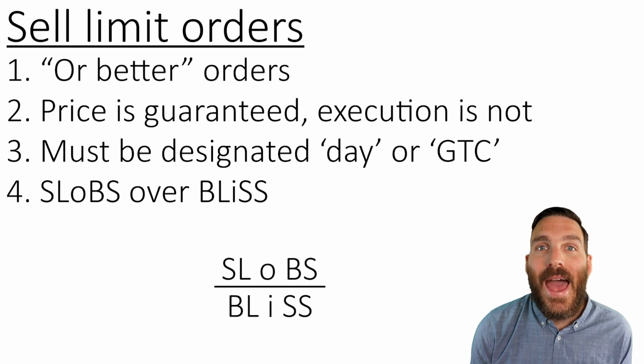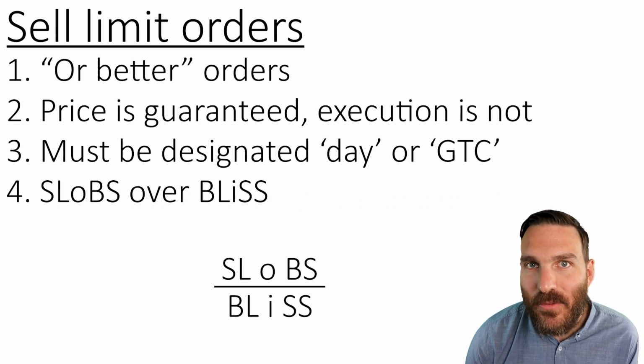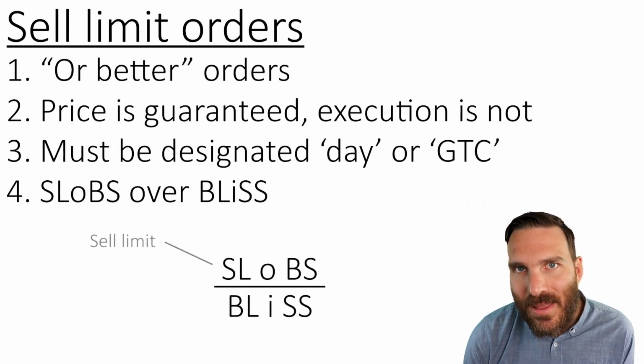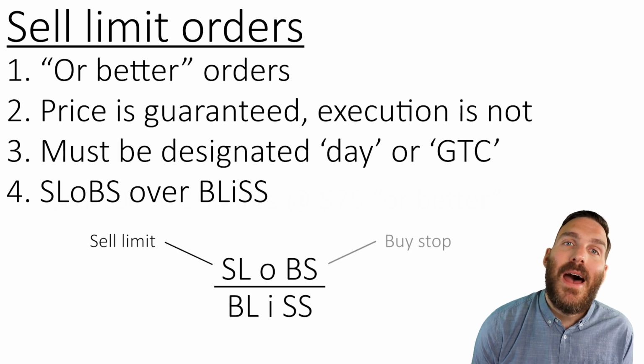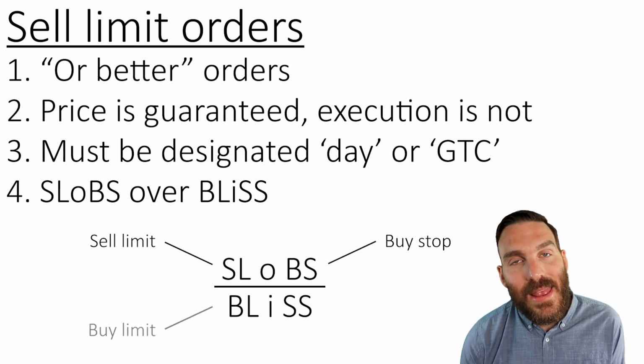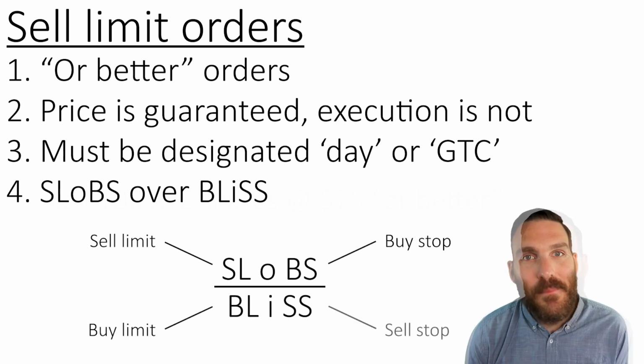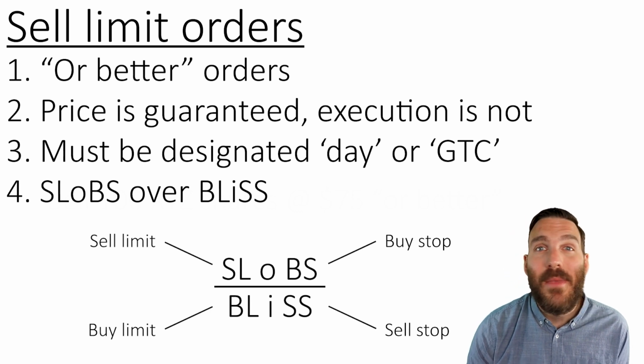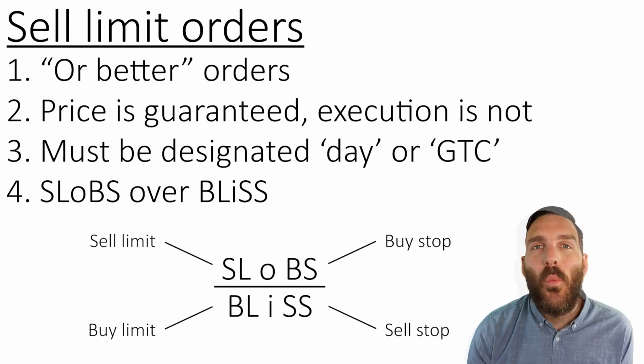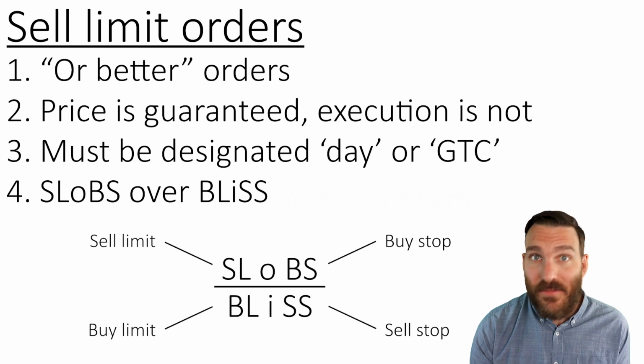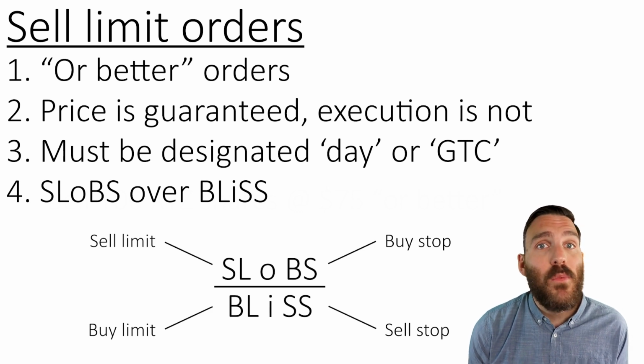Or you can use this acronym-based shortcut, SLoBs over BLiSS. SL stands for sell limit, BS is buy stop, BL is buy limit, and SS is sell stop. And by the way, the O and the I don't mean anything. They're just there to make a word. The way we use this is we just have to identify what type of order we're dealing with.